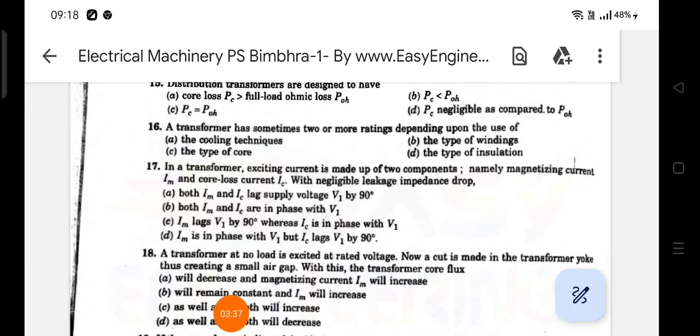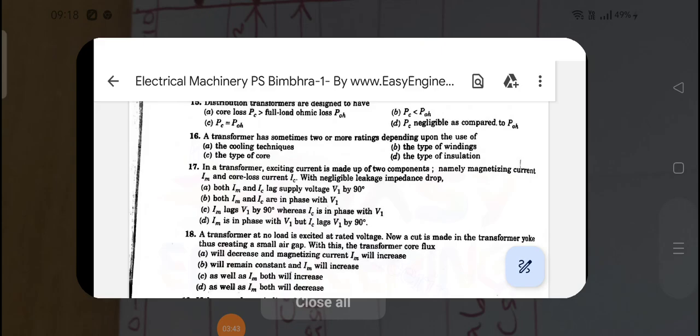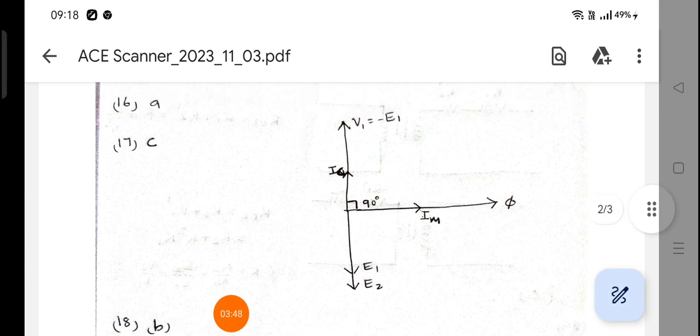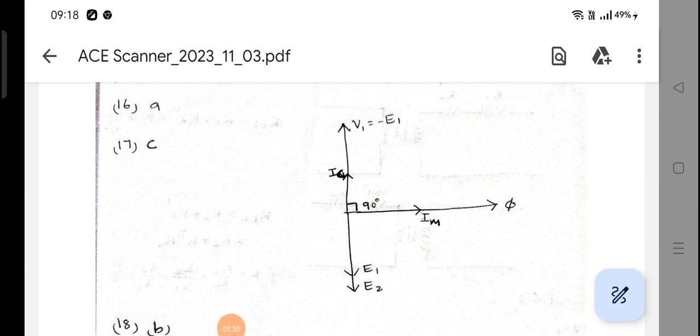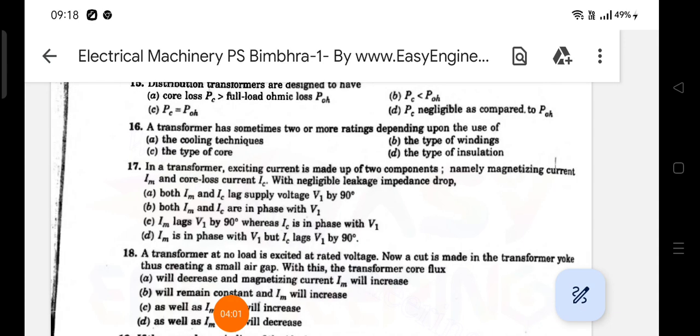Now from the given options, both magnetizing current and core loss current lag supply voltage by 90 degrees. That is not correct, right? See the phasor diagram. From this phasor diagram, supply voltage V1 and core loss component of current Ic are both in phase, whereas magnetizing component of current and applied voltage are displaced by 90 degrees. That means the first option is not correct.